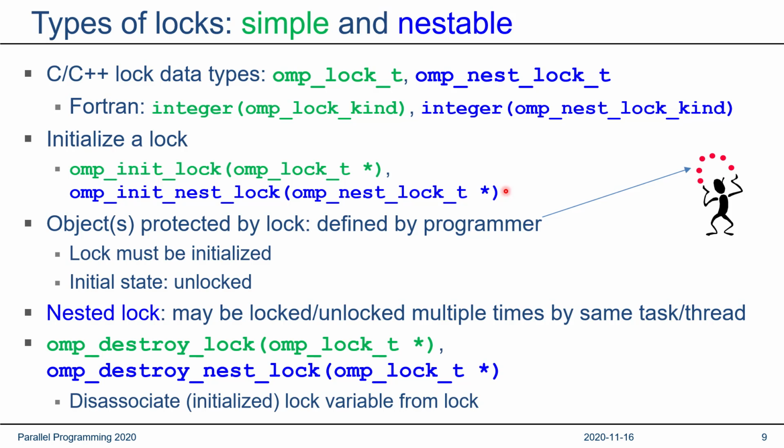Now, in case you want to get rid of locks, and that may be necessary because you may want to create a huge number of locks, you can destroy them using the omp_destroy_lock or omp_destroy_nest_lock functions. These functions disassociate an initialized lock variable from a lock. All right, so that's just for establishing, initializing and destroying locks.